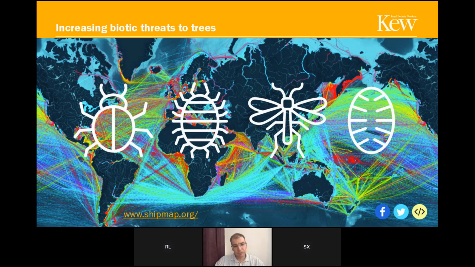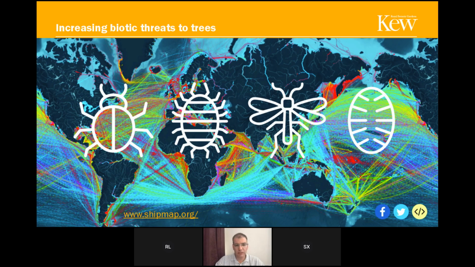Pests and pathogens are of particular concern because the number of biotic threats to trees is just growing and growing. And unfortunately, largely, this is driven by global trade. Here's a map in the background showing global shipping routes. It's from shipmap.org. And it just illustrates the absolutely huge amount of global trade that's going on. And of course, a lot of this is in containers, and some of this is of live plants.